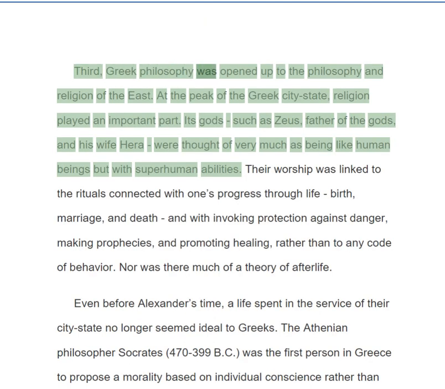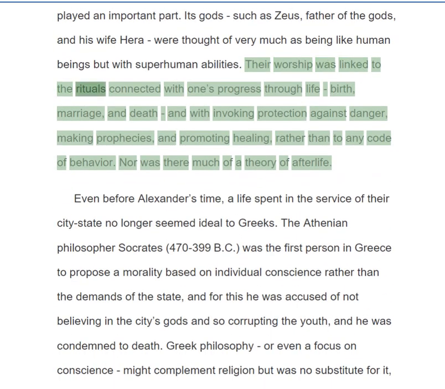Third, Greek philosophy was opened up to the philosophy and religion of the East. At the peak of the Greek city-state, religion played an important part. Its gods, such as Zeus, father of the gods, and his wife Hera, were thought of very much as being like human beings but with superhuman abilities. Their worship was linked to the rituals connected with one's progress through life, birth, marriage, and death, and with invoking protection against danger, making prophecies, and promoting healing, rather than to any code of behavior. Nor was there much of a theory of afterlife.